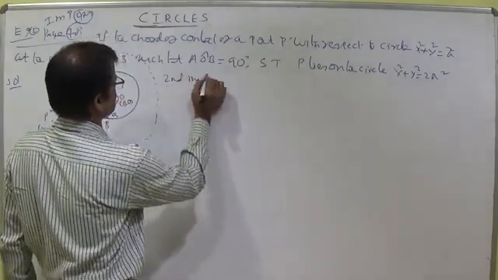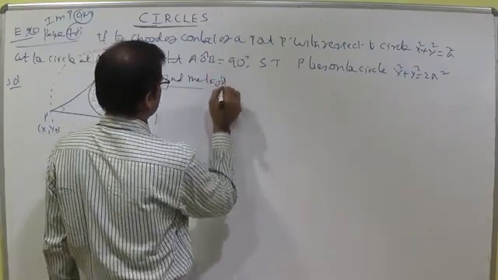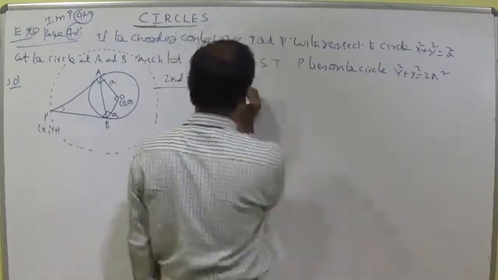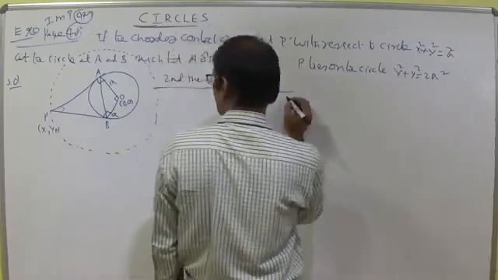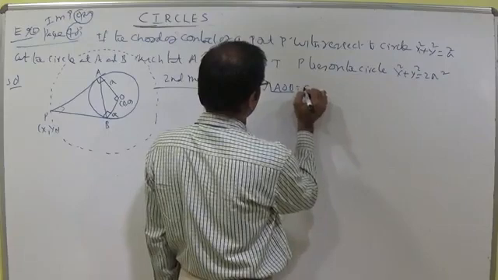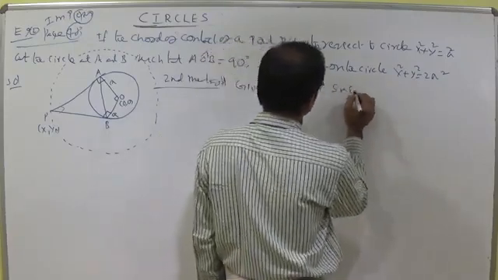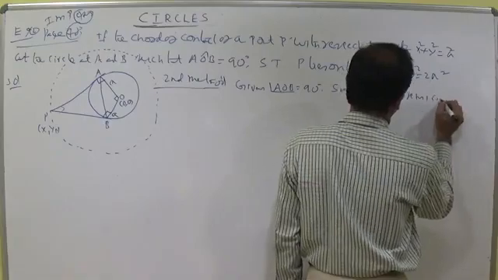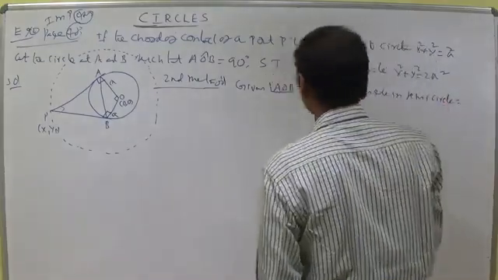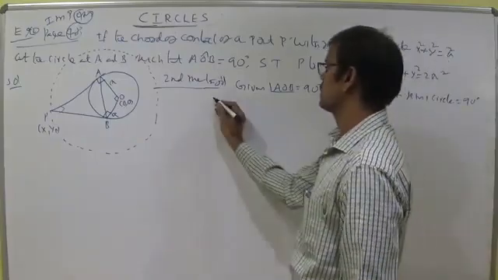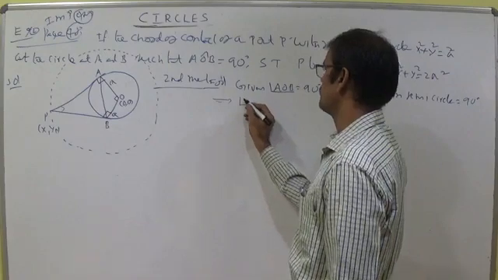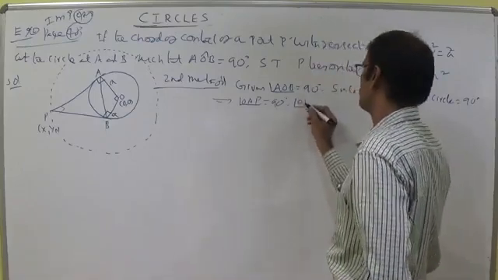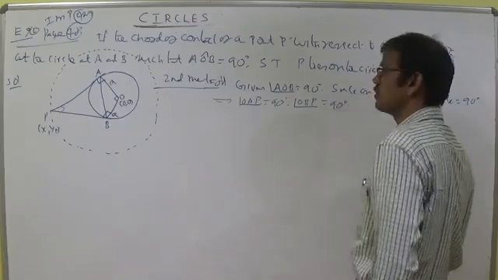Draw the diagram like this. I am writing the second method now. Since given angle AOB equal to 90 degrees, and angle in a semicircle is equal to 90 degrees, that implies angle OAP is equal to 90, and angle OBP is equal to 90.